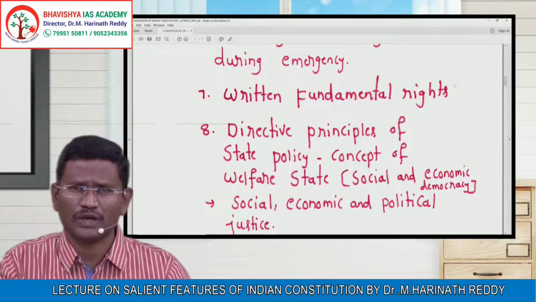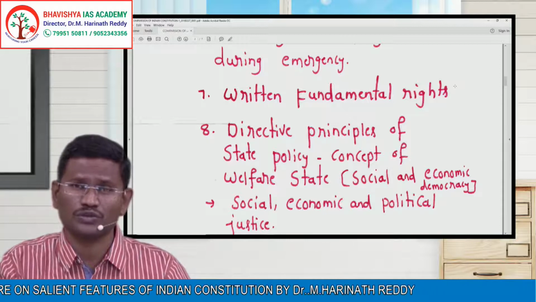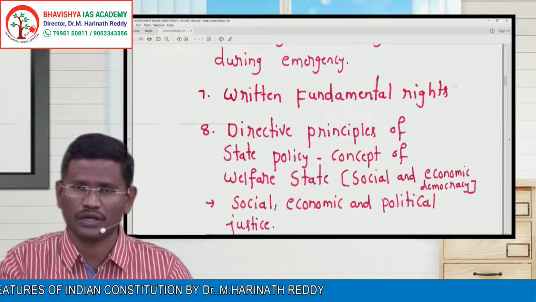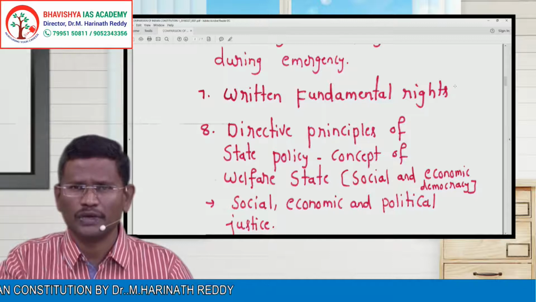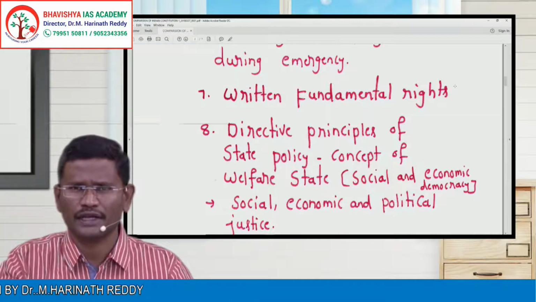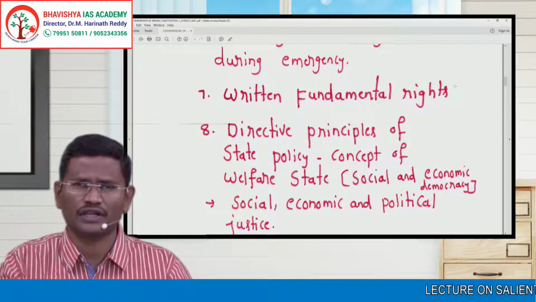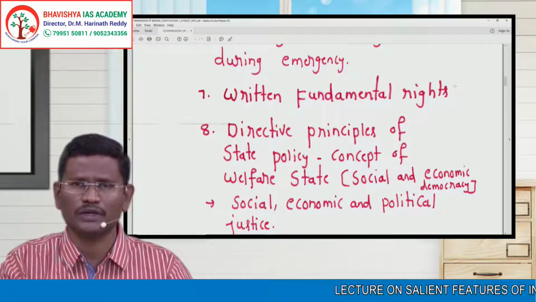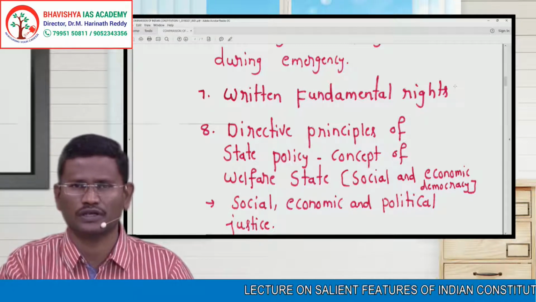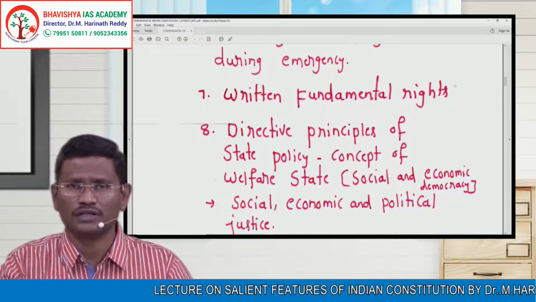The reason is not because they are not important. They are much more important than fundamental rights. And so, to implement directive principles of state policy, the Indian state needs a lot of money, which is not available. That's why adequate time is given for the Indian state to implement the directive principles of state policy. So that's why they are made non-justiciable.